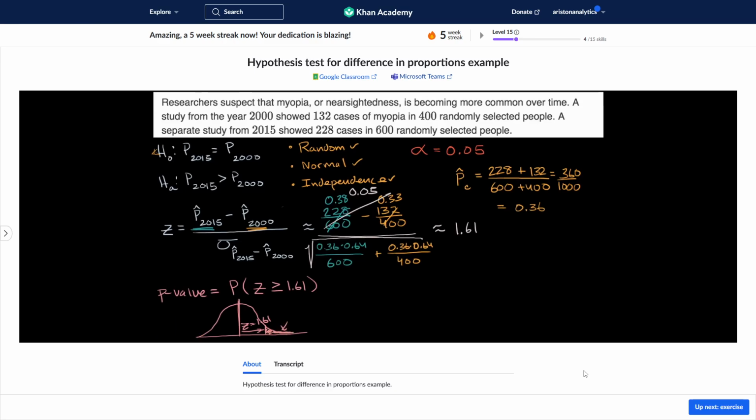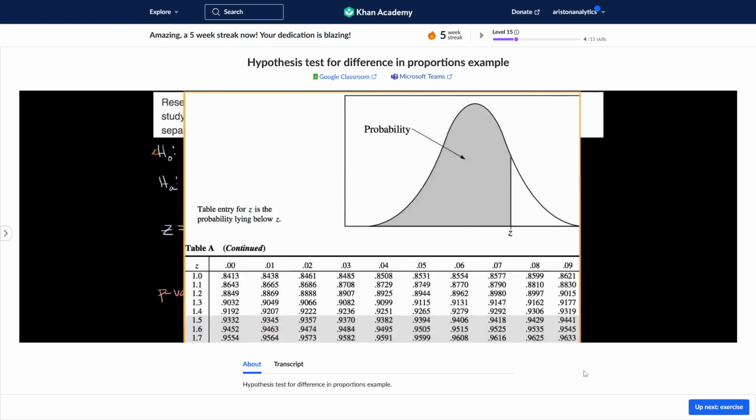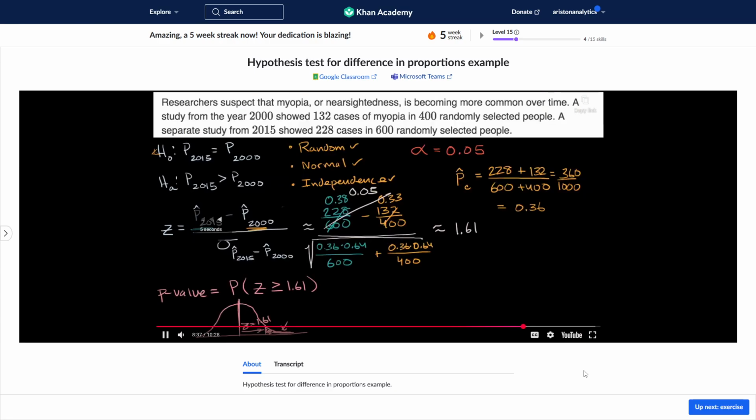And to help us with that, we can get out a z-table. And we see this z-table gives us the cumulative area up to some z-score. And so whatever this gives us, we would just have to do 1 minus that.